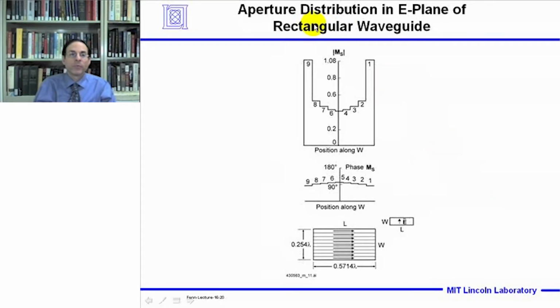This slide shows the aperture distribution calculated in the E-plane of a rectangular waveguide in an infinite ground plane. The top curve is showing the magnitude of the magnetic surface current, which is proportional to the electric field, and the lower curve is for the phase of the magnetic surface current. These data are shown for the case of 9 contiguous pulse basis functions along the width of the aperture. And what we do see is that the current density increases as we approach the edge of the antenna element.